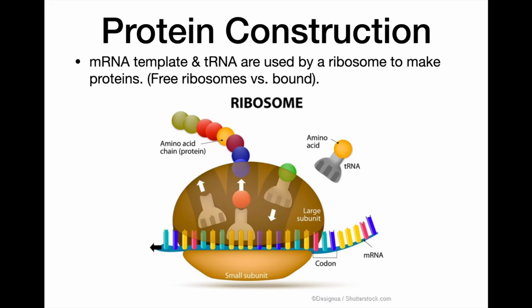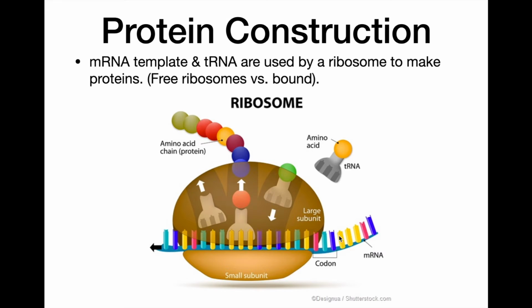So how are these proteins actually made by the ribosome? The ribosome reads the mRNA. So remember, you've got your DNA, RNA, and protein. DNA and RNA are almost the same thing. RNA is just a copy of DNA, and it has uracil instead of thymine. So we take DNA, we make a copy of it, which is mRNA. The mRNA goes to a ribosome. The ribosome reads the information on the mRNA and makes protein from it. So the mRNA template and tRNA are used by the ribosome to make proteins.